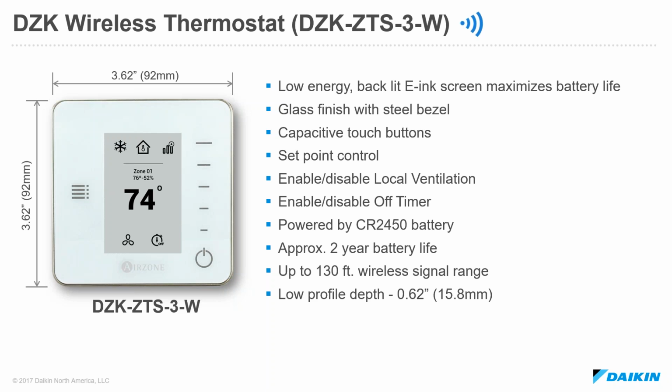The wireless thermostat has up to 130-foot wireless signal range, just depending exactly on what the construction conditions are of the space, but really at maximum we indicate 130 feet of wireless range.